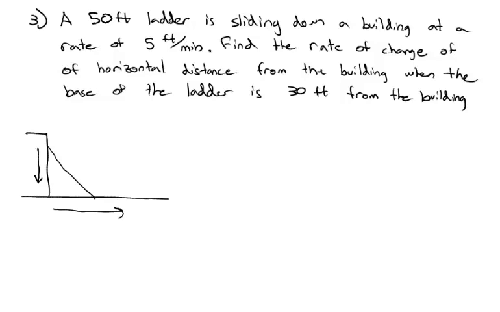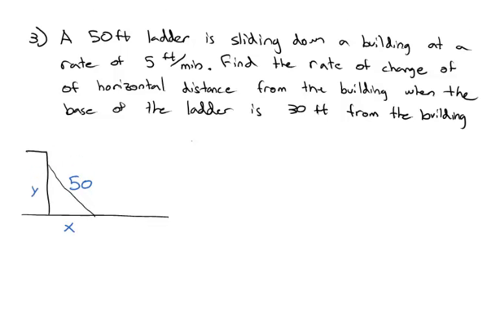So the idea is the ladder is sliding downward at 5 feet per minute. How fast is it sliding outward? And most students say, well, it seems like if it's going down at 5 feet per minute, it should be going out at 5 feet per minute, right? Well, not really. Let's look at what we know. We know the ladder is 50 feet. We don't know x or y, but what we do know is how x, y, and the 50 are related. We've got this Pythagorean theorem that x squared plus y squared equals 50 squared.